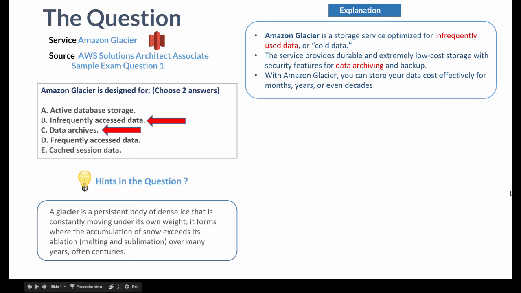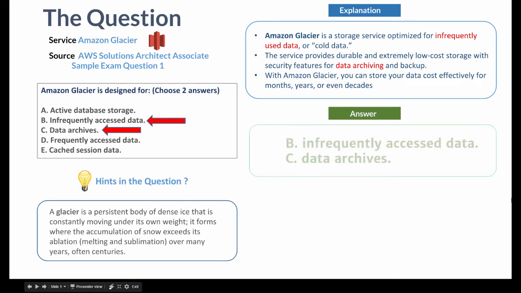So that's a pretty simple question. This is sometimes the questions you get on the AWS exams. They're not all this simple, but these are the ones you really need to get right if you want to pass the exam. So our answer is B, infrequently accessed data, and C, data archives.